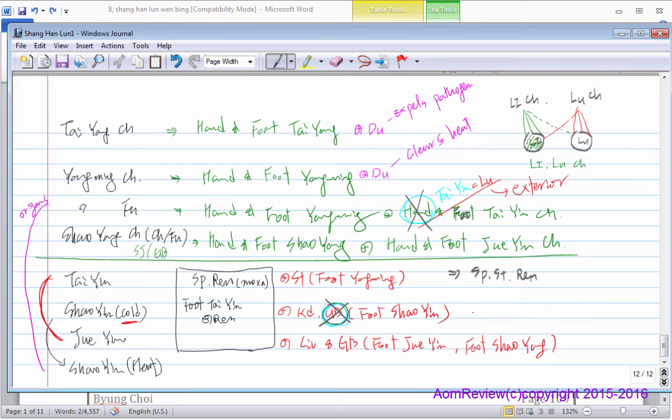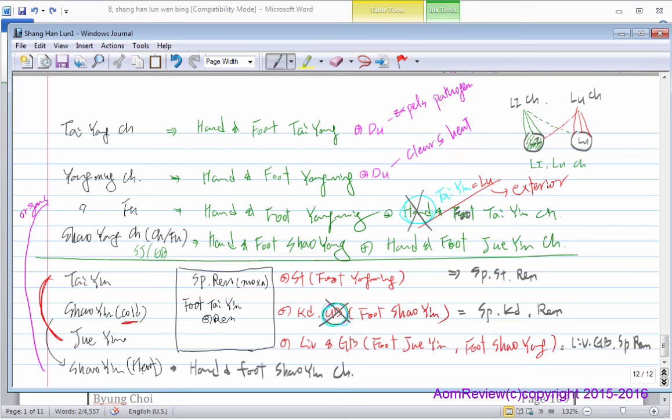And for this one, what channel do you have to select? Spleen and kidney yang deficiency. So spleen and kidney and Ren. What about this one? Liver and gallbladder, and spleen and Ren. You can memorize it this way. And also here's the very last one, the Shaoyin heat type. You can use it, and then the foot Shaoyin channel. Both are used. It's only for the heat condition.